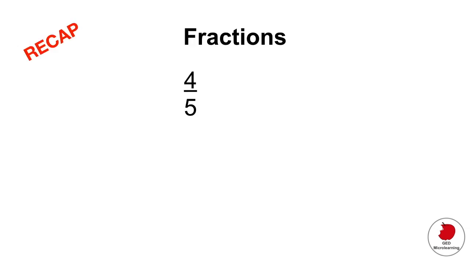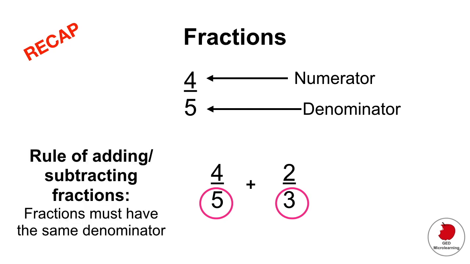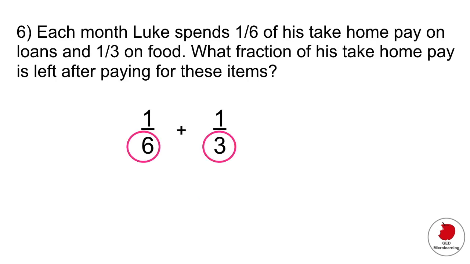So just a quick recap on fractions. Remember that fractions consist of 2 numbers, a top number called the numerator and a bottom number called the denominator. And when you add or subtract fractions, the rule is that the denominators in those 2 fractions have to be the same for you to be able to either add or subtract. Okay, so in this case we have 1/6 and 1/3. So we have to make sure that both denominators, as we said, the number at the bottom, are the same. So how do we get this number to be the same as this one?